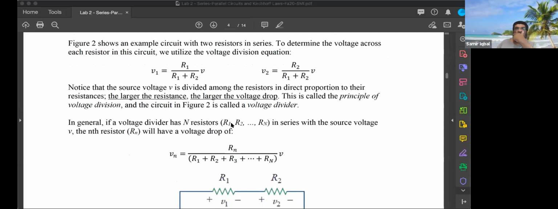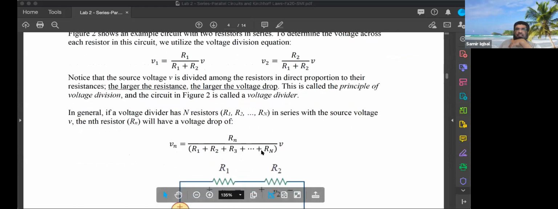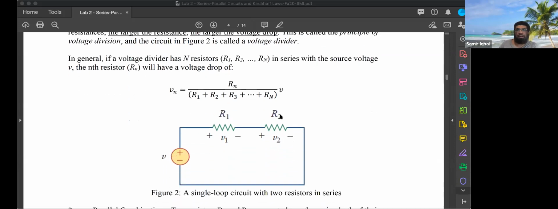So now, here it was just two of those, but if you have a bunch of resistances, say capital N number of resistances, and you want to find the voltage across one resistance R subscript n, then all you do is the same thing. You add all of them up and divide by the total, ratio and proportion, and you get the voltage drop across any one specific resistance that you are interested in, right?